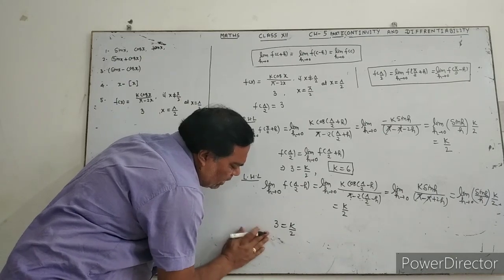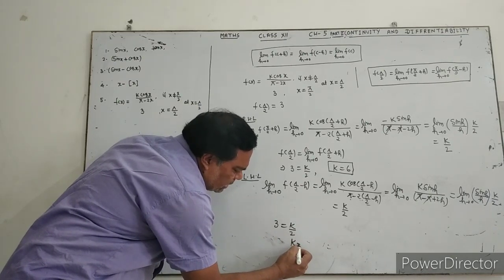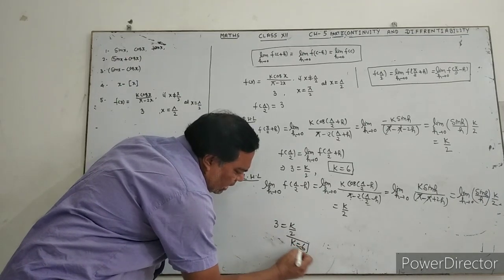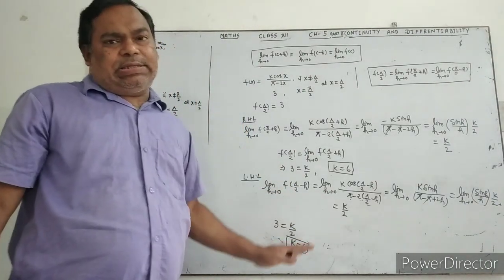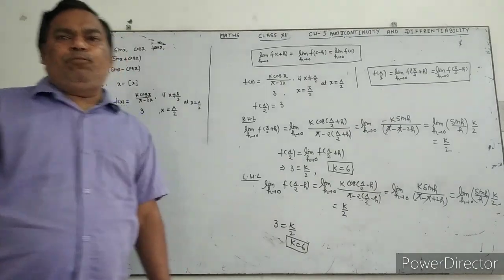Then what is the value of k? The value of k from the left hand limit and the right hand limit is 6. Okay.